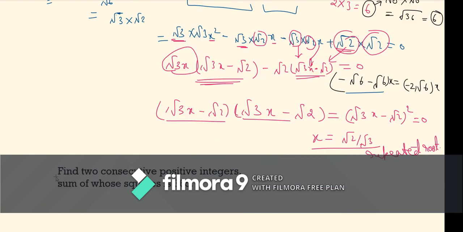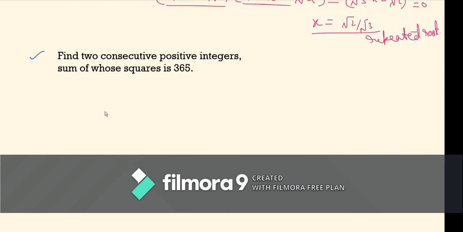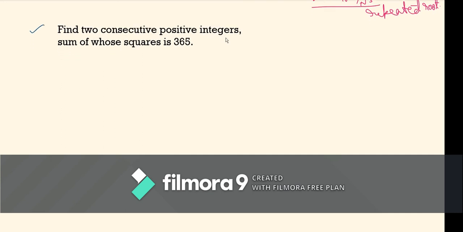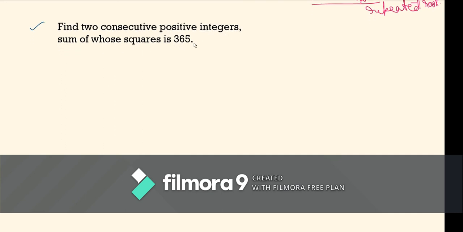Now I have taken a really interesting word problem, and this is from your NCERT book. So the question is, find two consecutive positive integers the sum of whose squares is 365. Okay, so first of all we'll make the quadratic equation, and I have told you how to make the quadratic equation in the previous video.